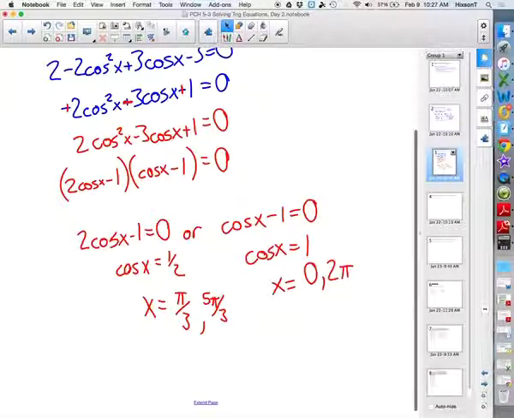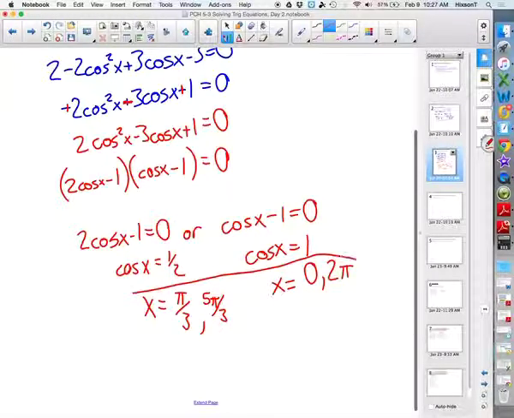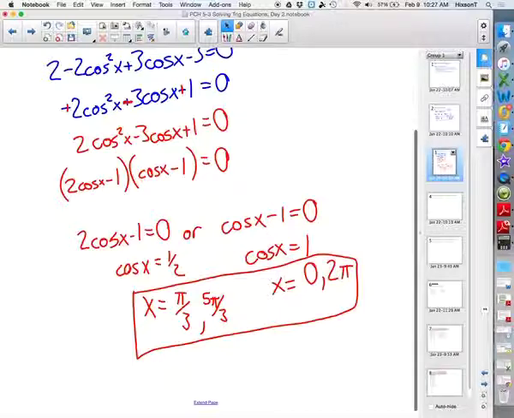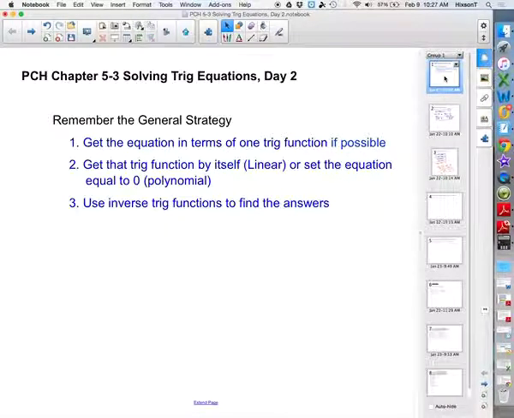Alright. Now, 2 more here. Each one of these has another little nuance to it that I want you guys to be able to handle. Okay, so this one ended up with 4 answers. We had to get everything in terms of one trig function. Remember I told you in our general strategy that we're going to get it in terms of one trig function if possible. Okay?